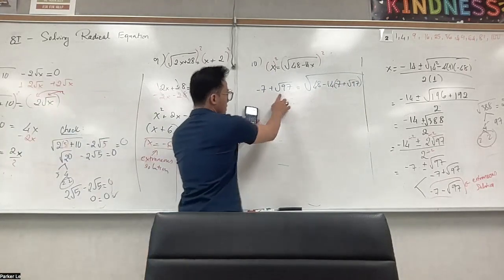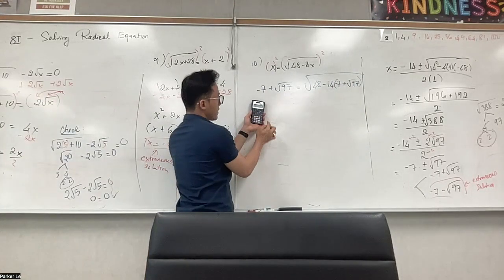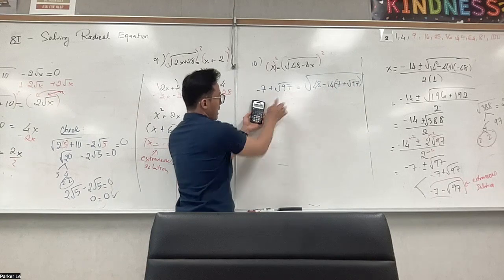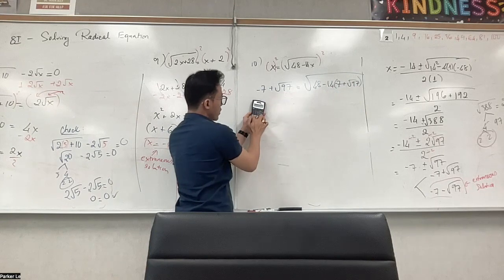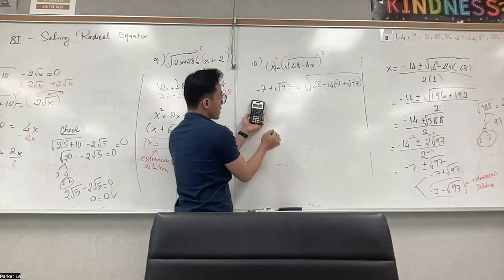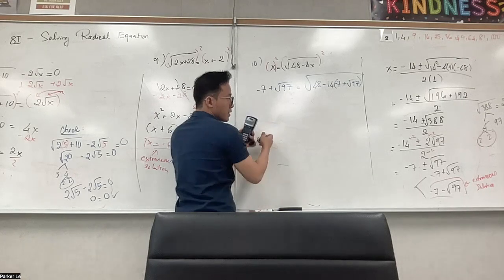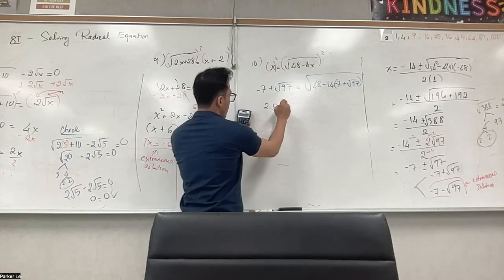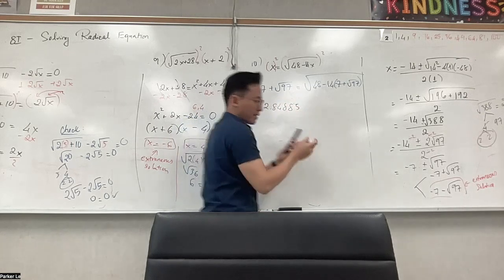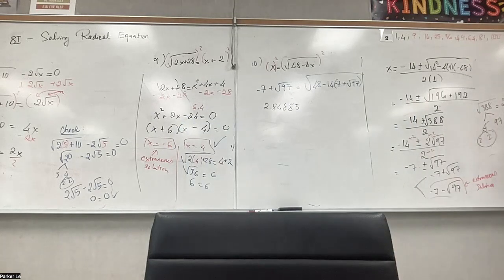I'm going to do the left side first. Negative 7 plus square root of 97. Square root. 2.848. Right, 2 point something. Good. So that is 2.84885, something like that. So what if you put that number now into the X?